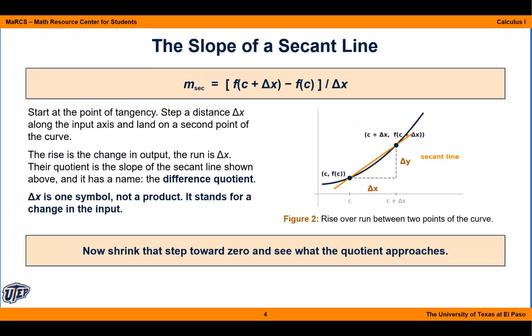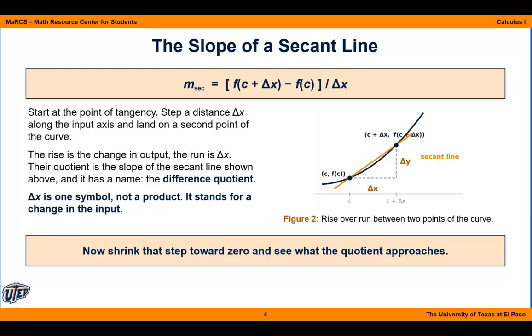The slope of a secant line. Let's begin at the first point on the curve. Its input is c, and its output is f of c. Move horizontally by an amount called delta x to reach a second input. Because the second input is also on the curve, its output is determined by the function. The horizontal change between the points is delta x.